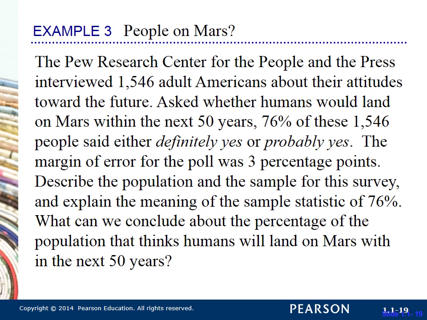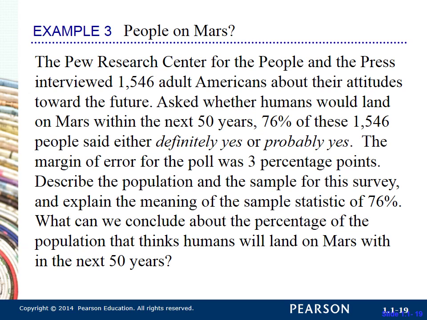So describe the population. All right, that's going to be adult Americans. The sample was the 1546 of those adult Americans. And explain the meaning of the sample statistic 76%. That means 76% of the 1546 said yes.